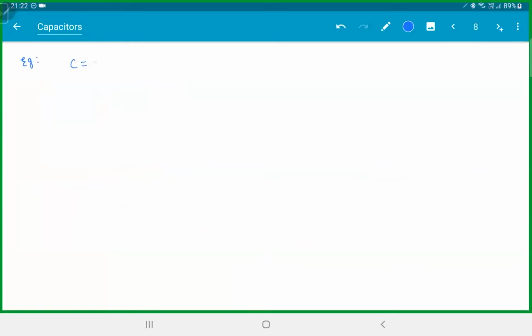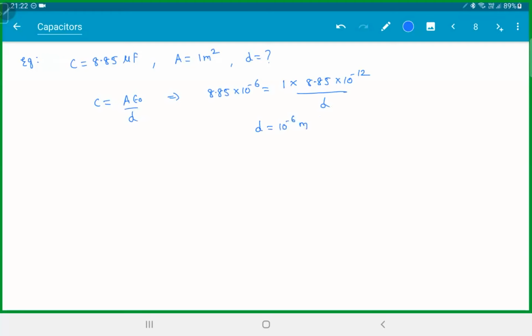Same question. If I say capacitance is 8.85 microfarad, let's say area is 1 meter square, I want to find D. Again, C is equal to A epsilon by D. 8.85 10 power minus 6. Area is 1. Epsilon is 8.85 10 power minus 12 by D. You get D is 10 power minus 6 meters. Now that is almost 1 micrometer.